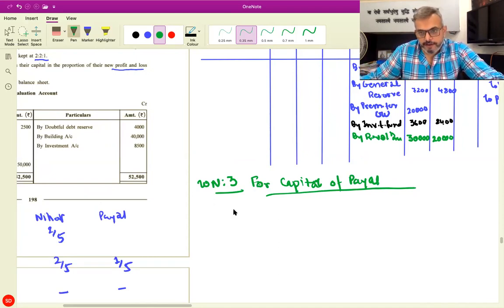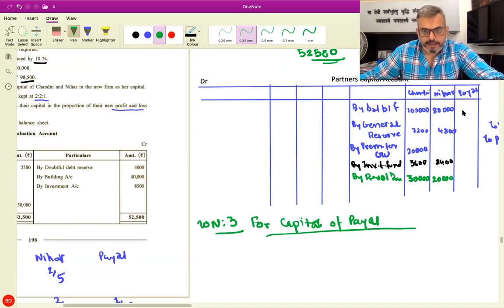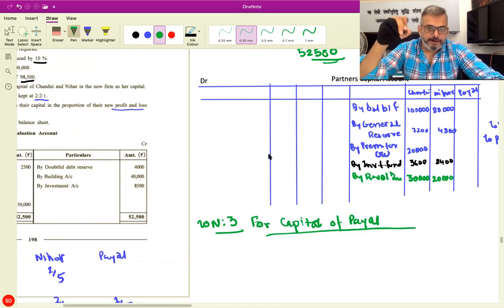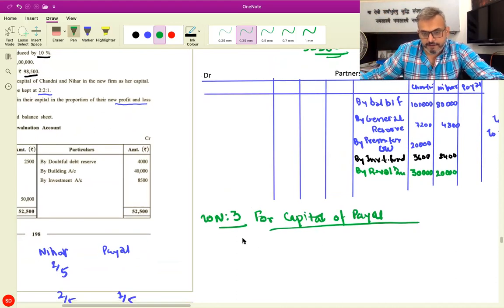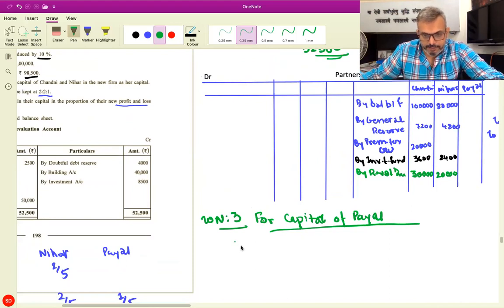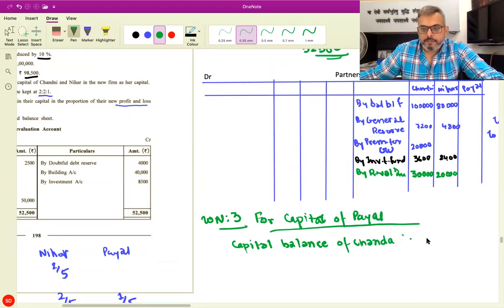Now what you do is in rough you find out the balance of Chandni and Nihar. You don't need to mention it in the partner's capital account because there is an adjustment for their capital, the capital of old partner also. So you do it in the rough and write over here. Low capital balance. Capital balance of Chandni. Balance it in your calculator.